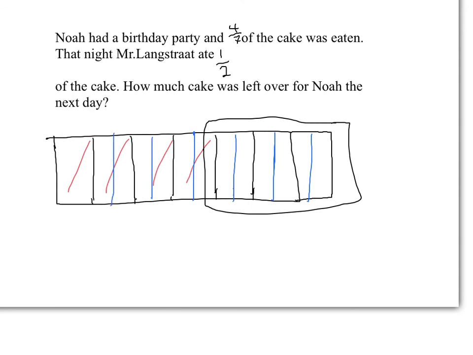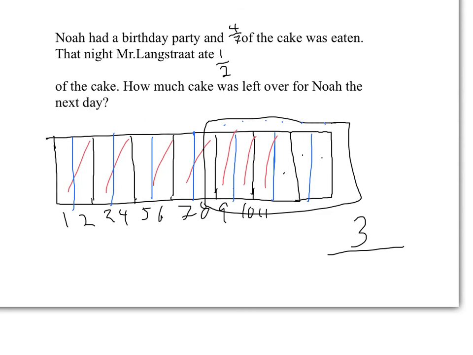Okay, now, out of those remaining over here, I had 6 slices. And Mr. Langstraat ate half of those slices, which means he would have eaten 3 of them. Which means how many slices were left over? So that's 1 slice, 2 slices, 3 slices. So I had 3 slices left over. How many slices of the cake total now? Now I have to count all of the pieces. So I have 1, 2, 3, 4, 5, 6, 7, 8, 9, 10, 11, 12, 13, and 14 slices, which means there were 3/14 left.